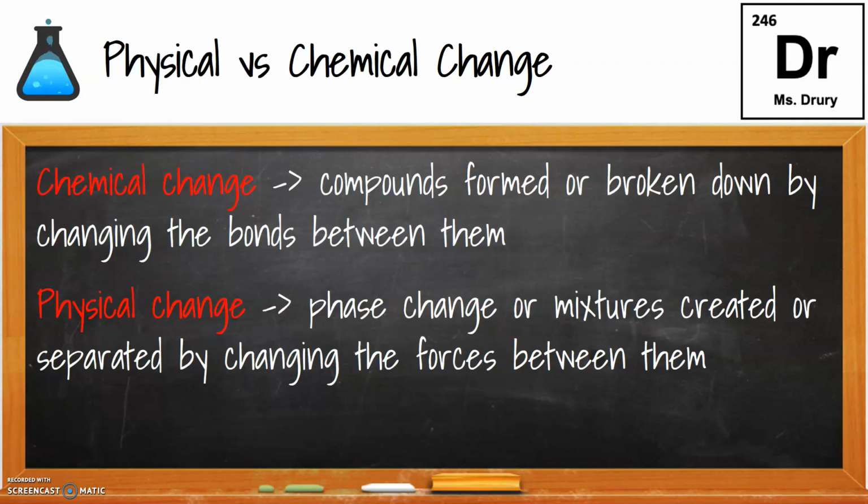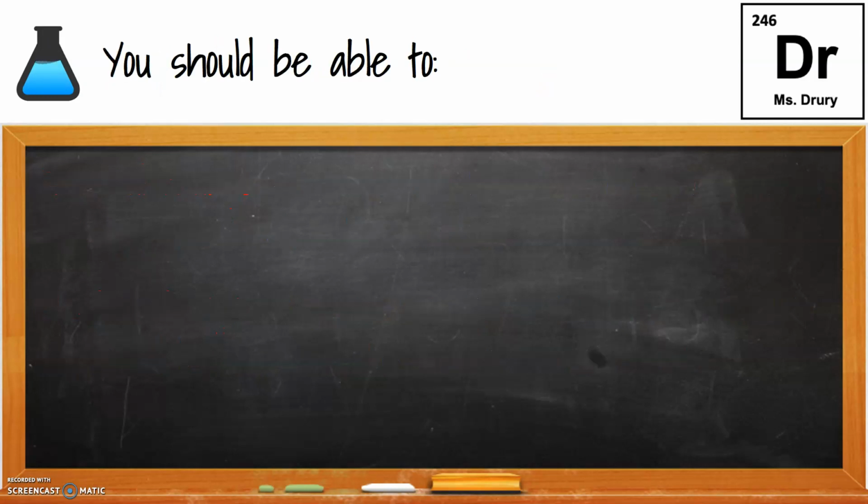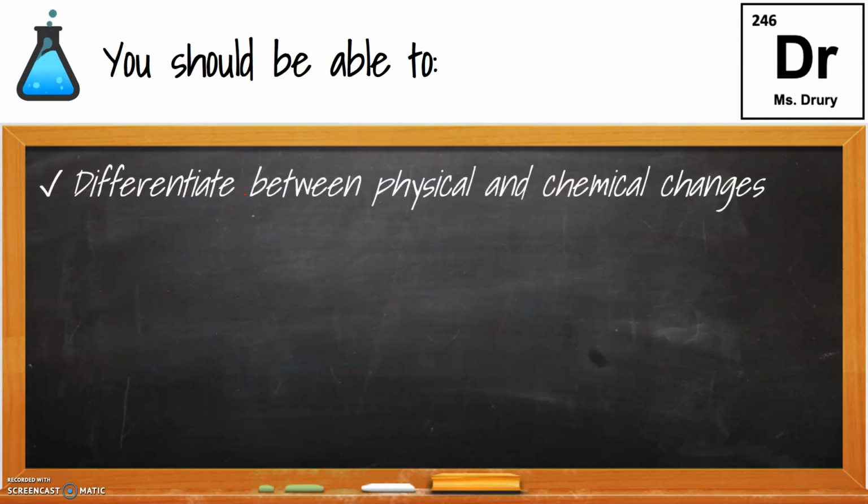So just to reiterate, chemical changes happen when compounds form or break down by changing the bonds between them. And then physical changes are probably phase changes or mixtures created or separated by changing the forces between them. So chemical changes go with bonds and physical changes go with forces. At this point, you should be able to differentiate between physical and chemical changes and properties.